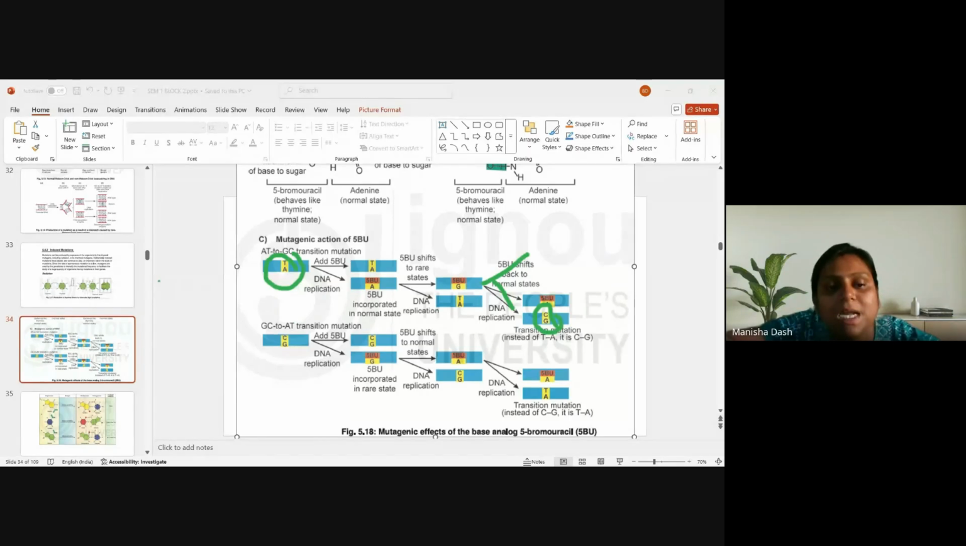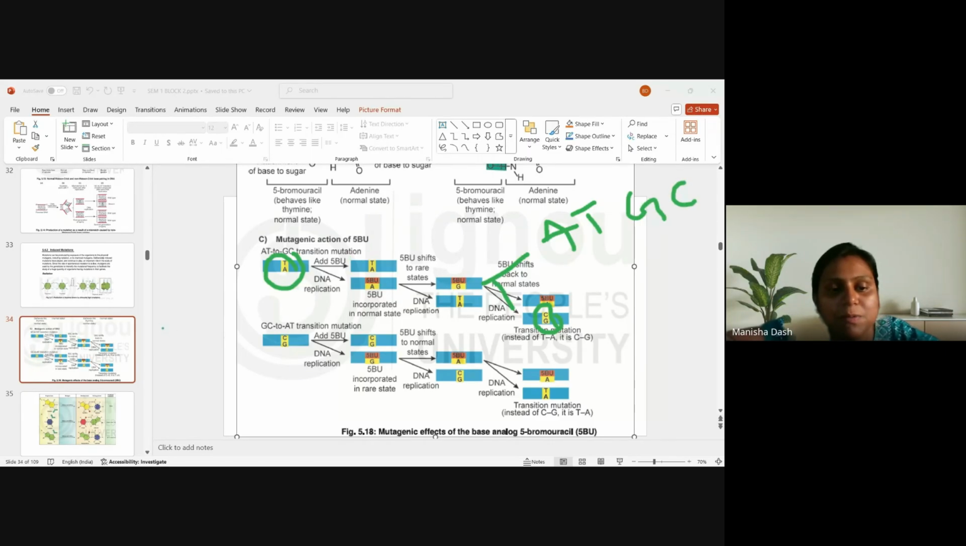So where originally the sequence was T and A, or A and T, in whatever order you can read, now it has been replaced by G and C. So an AT to GC transition mutation has occurred due to this base analog. Okay.